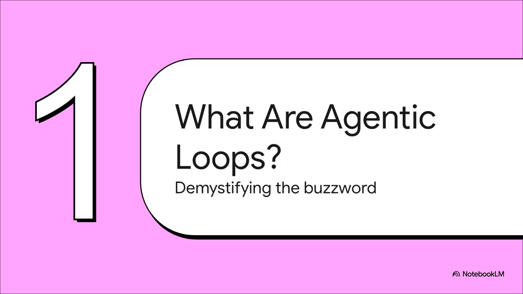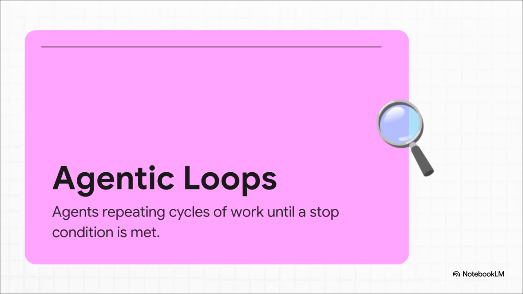Section 1. What are agentic loops? Let's demystify the buzzword. Because to really scale our automation, we first need to agree on what exactly a loop is, right? You see this term thrown around everywhere on social media lately, but having a precise, practical definition is absolutely crucial. The Claude Code team at Anthropic defines loops simply as agents repeating cycles of work until a stop condition is met.